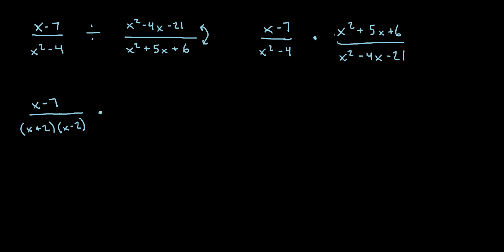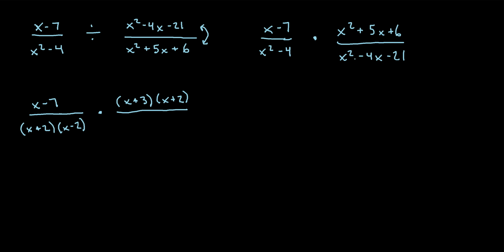Now let's factor the numerator of this expression, x² + 5x + 6. What numbers multiply to 6 and add to 5? That would be 3 and 2. So we can rewrite this as (x + 3)(x + 2). That's how we factor that particular polynomial.